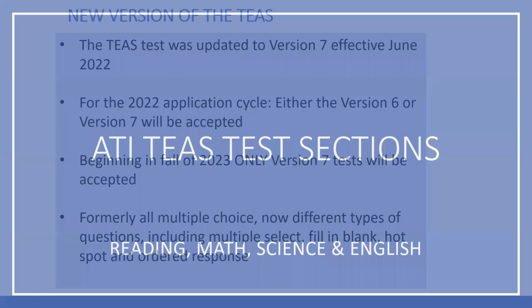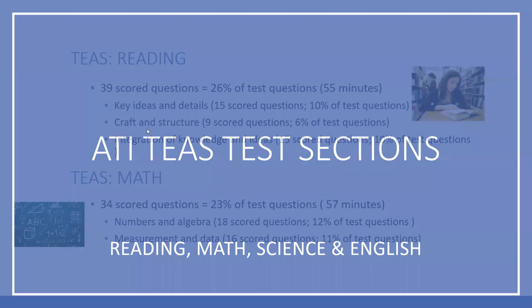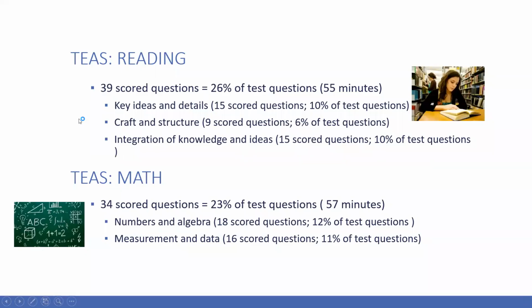All right, now let's go ahead and talk about the TEAS test sections. They are in this order: reading, math, science, and English. The reading section is comprised of 39 scored questions. That is 26% of the total test questions, and you're allowed 55 minutes to complete that section. The subcategories, as you can see, are key ideas and details, craft and structure, and integration of knowledge and ideas.